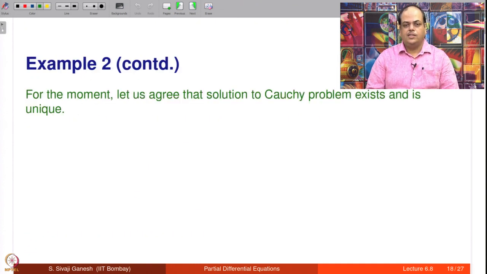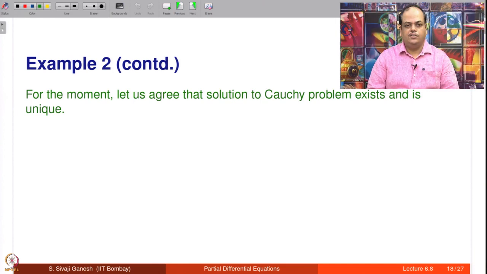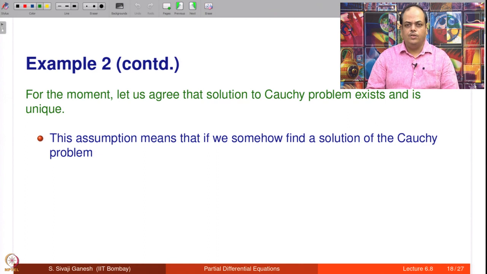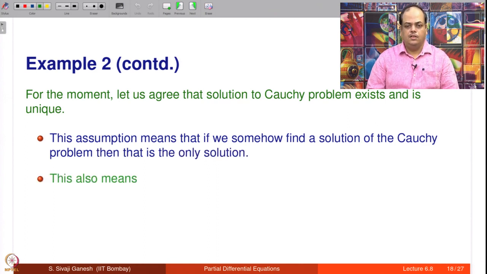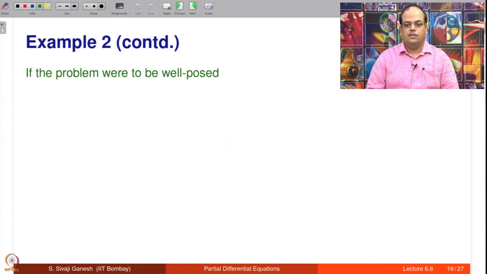For the moment, let us agree that the solution to the Cauchy problem exists and is unique. In fact, we are going to consider a specific f and g where we explicitly know the solutions. But for discussion's sake, let us assume that the solution exists and is unique. This assumption means that if we somehow find a solution of the Cauchy problem, then that is the only solution. This also means that the Cauchy problem is ill-posed because the third requirement of Hadamard is not met.